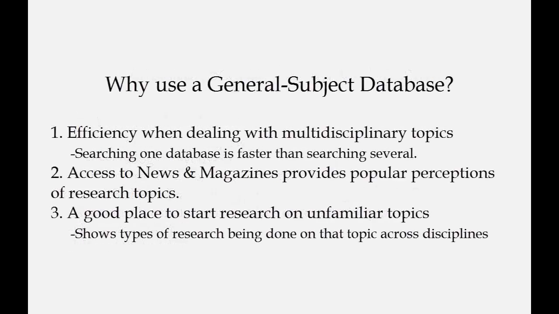Well, some research topics cover multiple academic disciplines, which makes searching one broad-based database more efficient than searching multiple single-subject databases. Also, the inclusion of news and popular periodicals can help a researcher see what the popular perception was of a specific topic. Finally, if you're just beginning to research an area and haven't yet settled on a specific topic for research, Academic Search Complete can provide you with an idea of what kind of research is being done in an area across multiple disciplines.